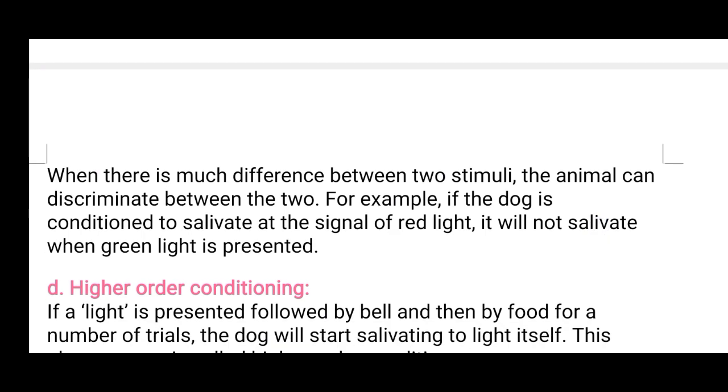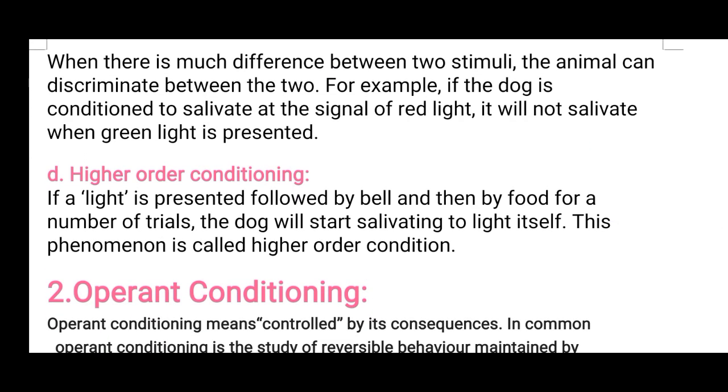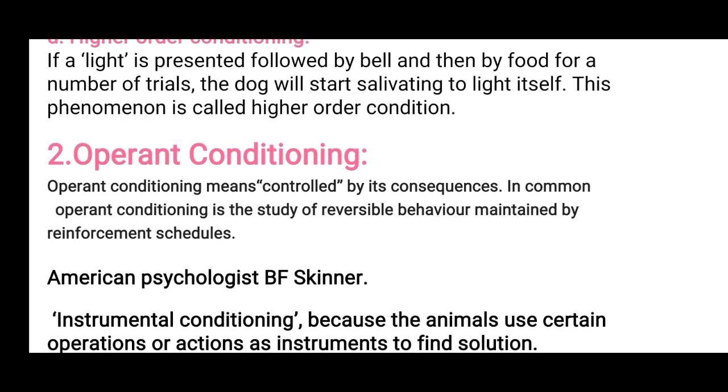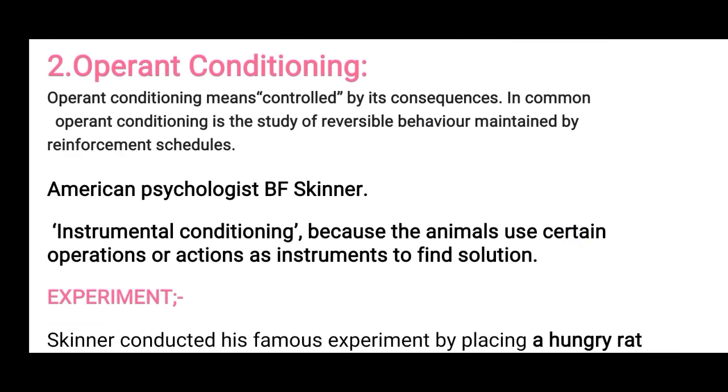Stimulus discrimination means there was a difference in the saliva on the bell and the light. Higher order conditioning means another stimulus can also be generalized with that thing. Operant conditioning means controlled by consequence. If it is happening, then it will be done. Operant conditioning is a study of reversible behavior maintained by reinforcement schedule.